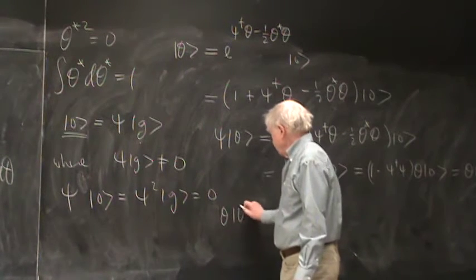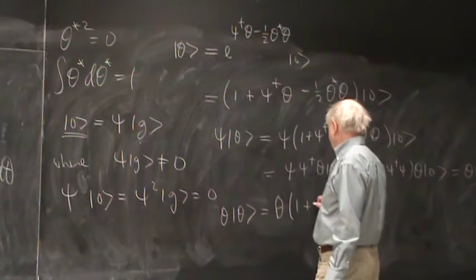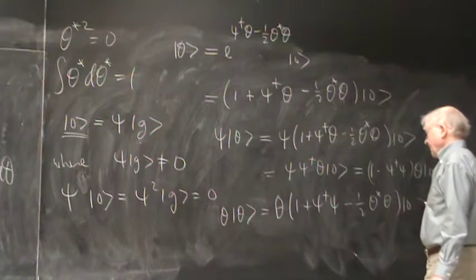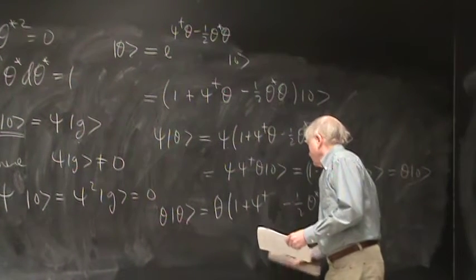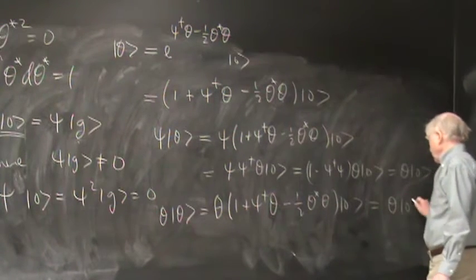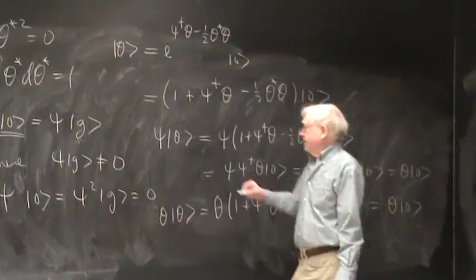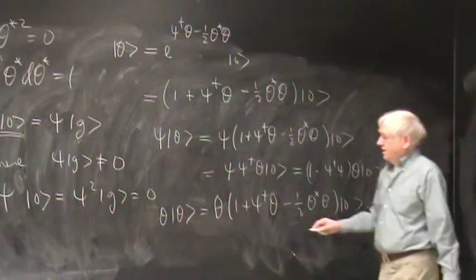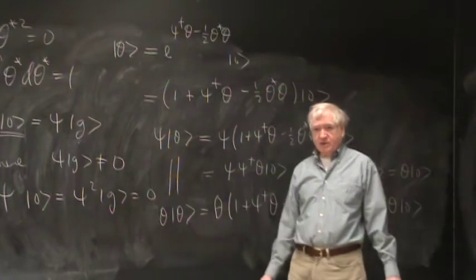Now if we look at theta on this coherent state theta, we have theta times (1 plus psi dagger theta minus a half theta star theta) on the vacuum. Well, theta is going to annihilate both of these terms, and so this is just theta on the ground state. And so that tells us that psi on theta is theta vacuum, theta on theta is theta vacuum, and so these two things are equal. So theta is an eigenstate of psi with eigenvalue theta, a Grassmann eigenvalue.